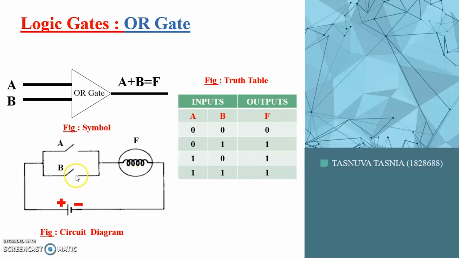And only, like we have seen in the truth table, when both inputs are 0, the output will be 0. If both of the switches are off, only then the light will not light up. So that's all from my part, logic gates in OR gate.